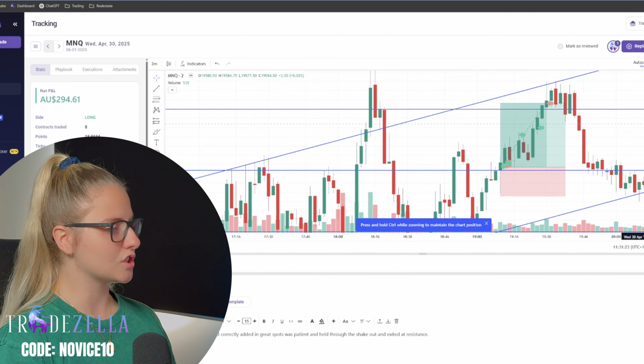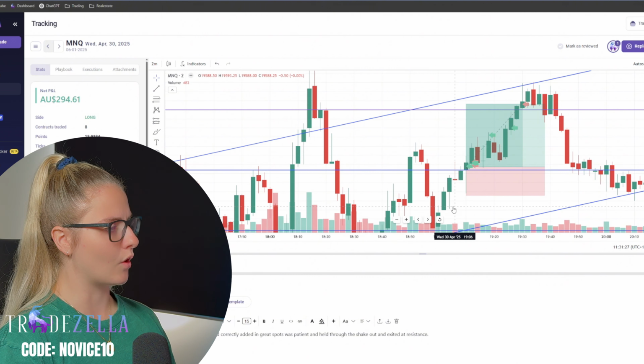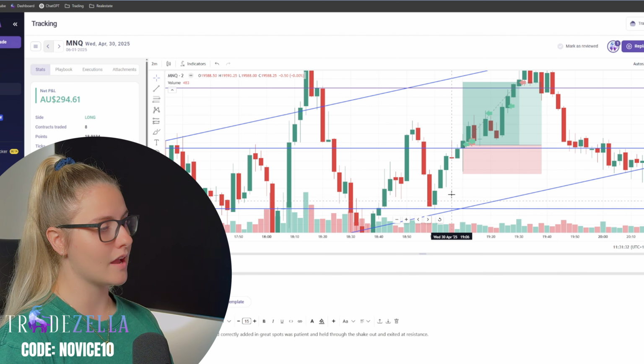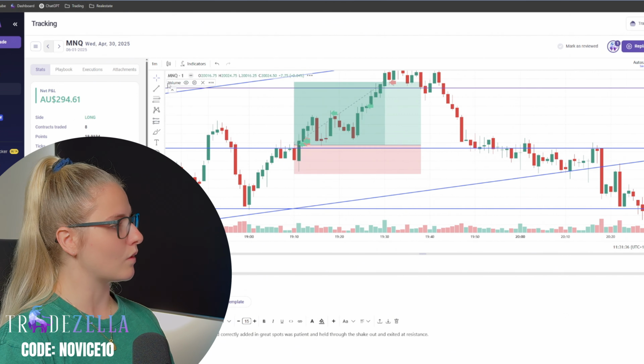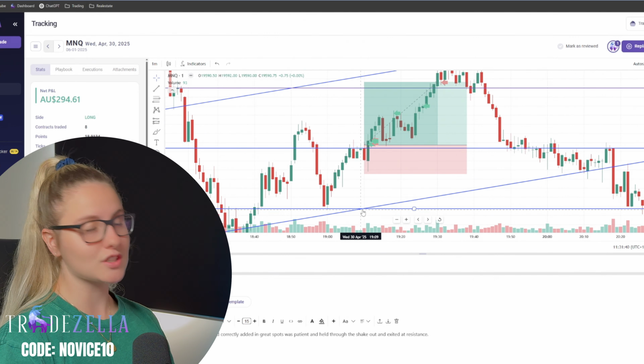And essentially, if we have a look at volume, on the pullback, volume was dropping. Now, this one wasn't as clear, right? And the reason being is there weren't that many candles within that. But if I were to drop to the 1 minute, the volume drop was much clearer.